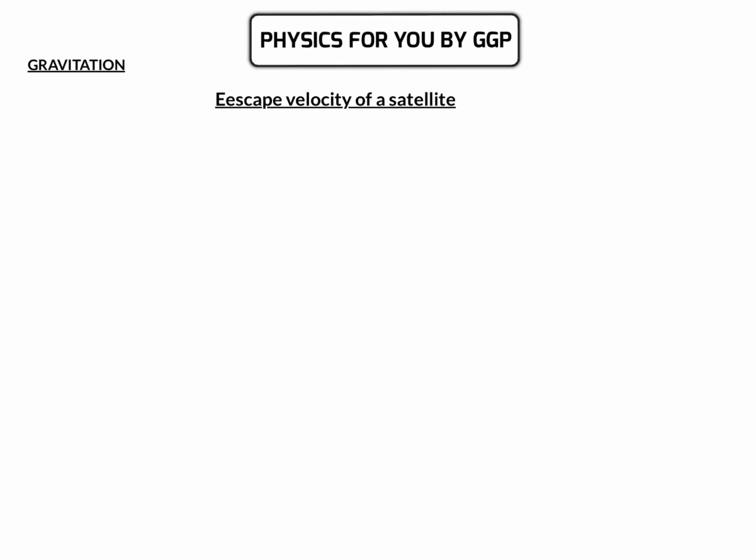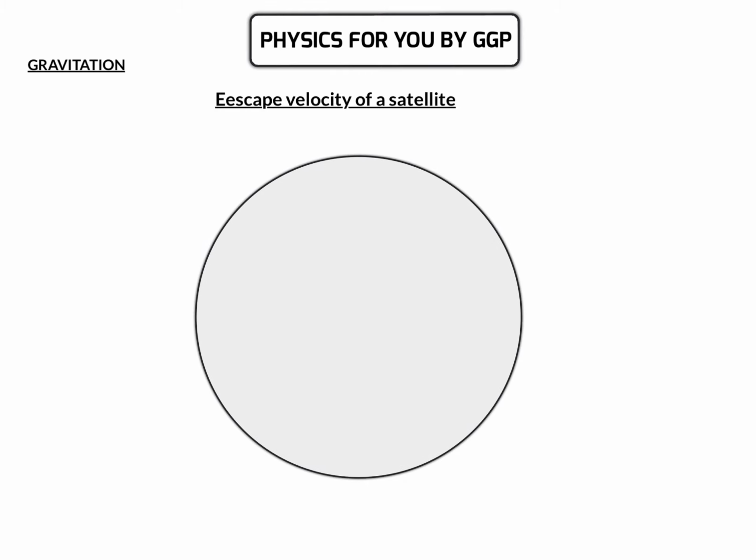I'll discuss the escape velocity of a satellite. Consider a satellite revolving around a planet in a circular orbit of radius r. Let the mass of the planet be capital M, and the mass of the satellite be small m. The satellite is revolving in a circular orbit of radius r0 with a velocity V0, where V0 is known as its orbital velocity.